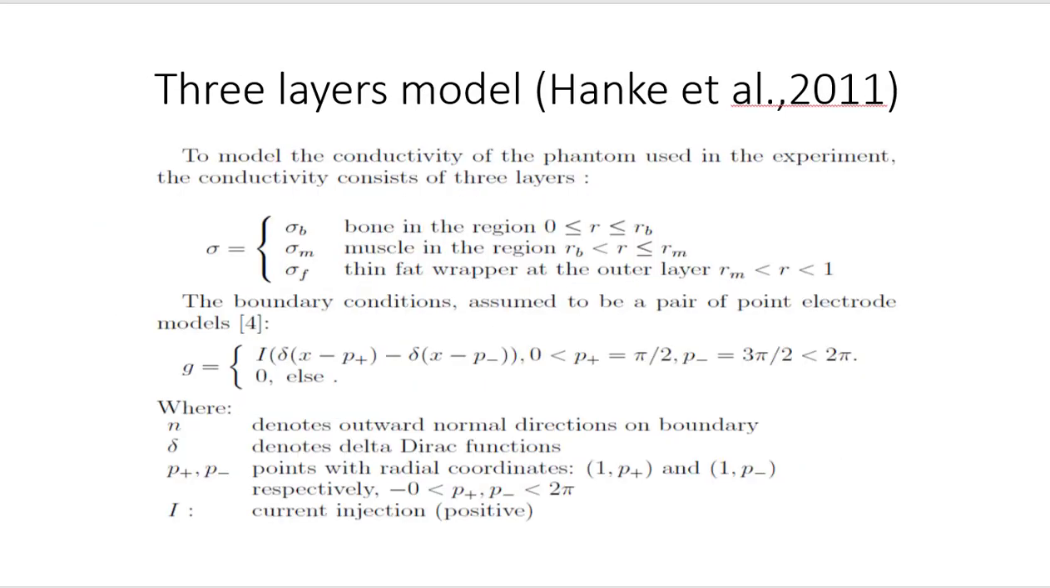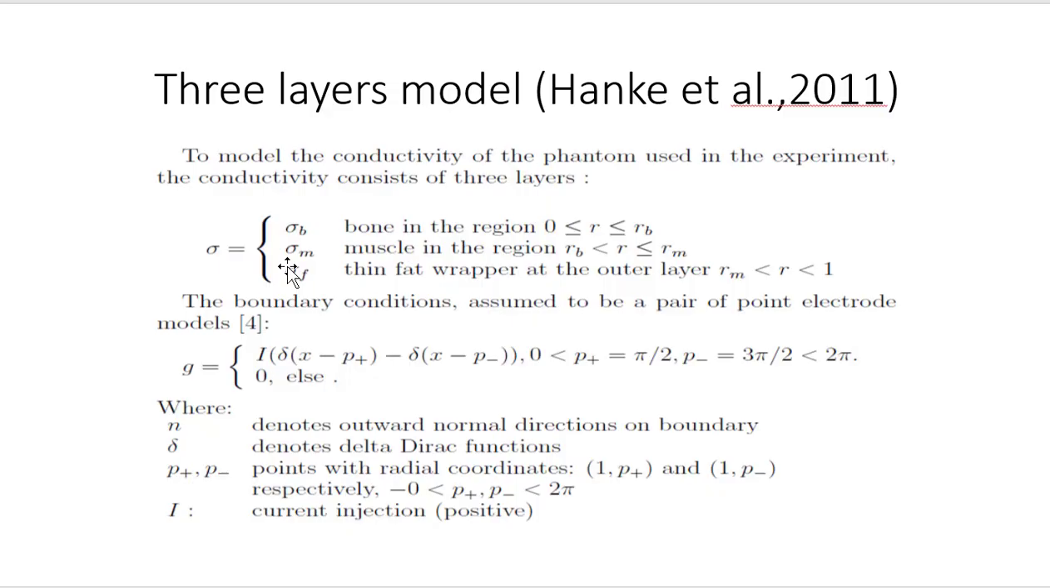Now, to model the conductivity of the phantom used in the experiment, which is a lamb chop, the conductivity consists of 3 layers: bone inside, and muscle in the region surrounding the bone, and then we wrap a thin fat layer at the outer layer.